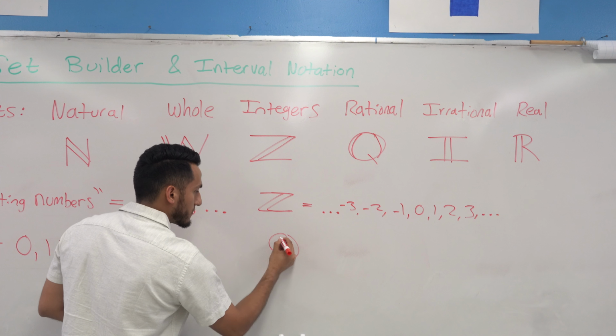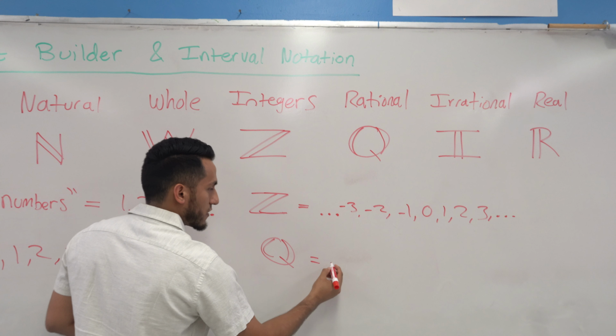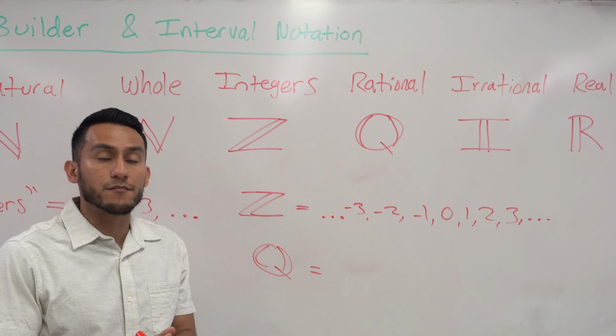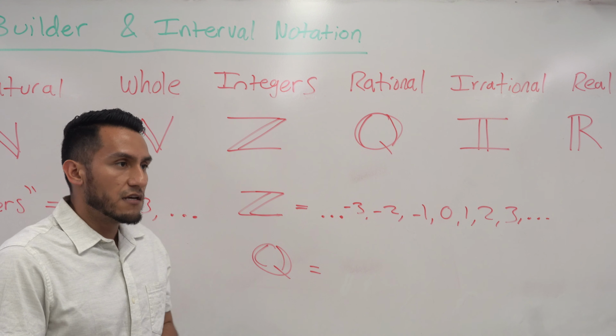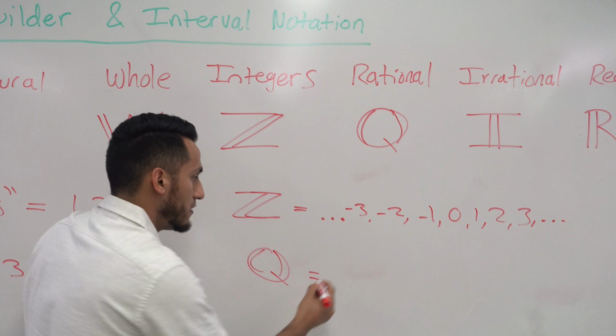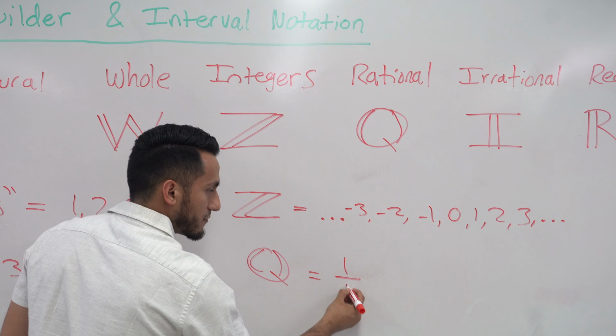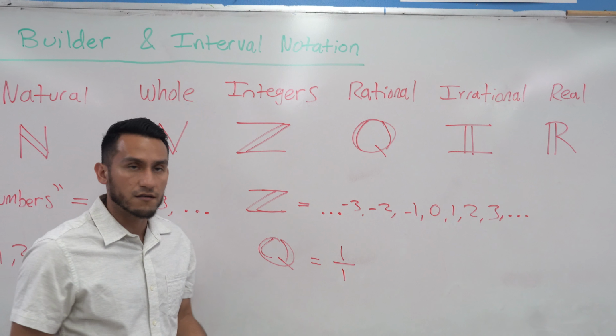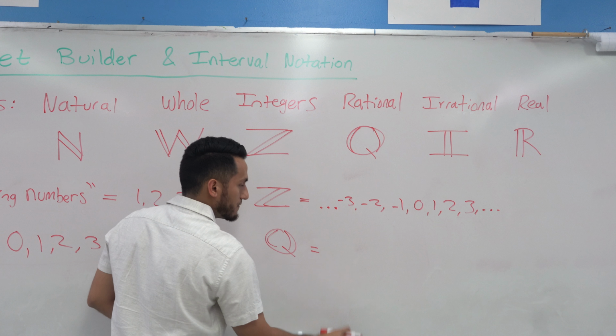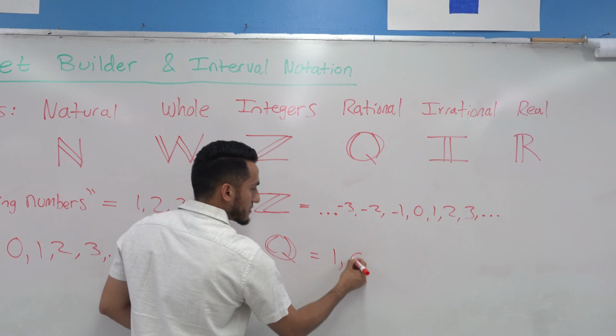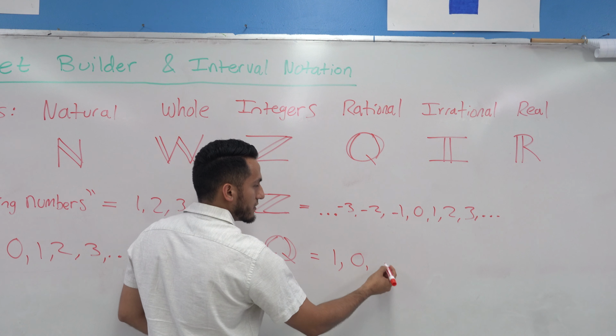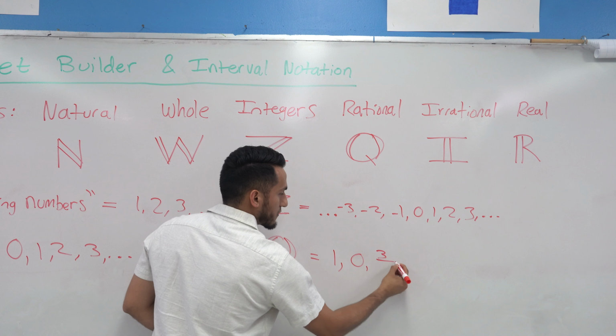After the integers, we have the rational numbers. Rational numbers can be anything that can be changed into a fraction. So any number, like the 1, for example, 1 can be changed to a fraction by dividing it by 1. 1 over 1 is equal to 1. So you can say that the number 1 is rational. You can say that 0 is rational. You can also say that 3/4 is rational.